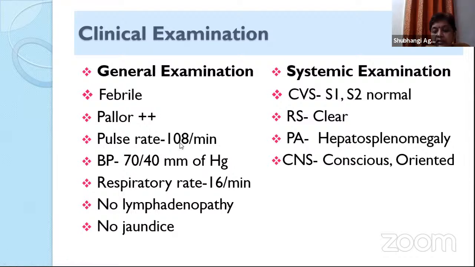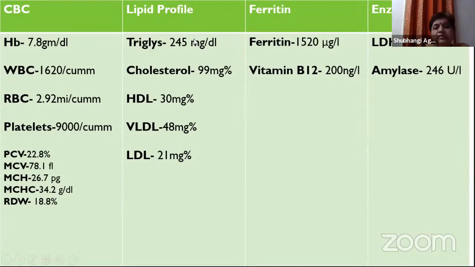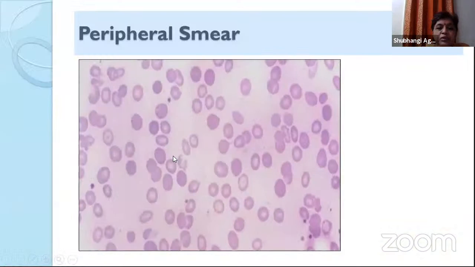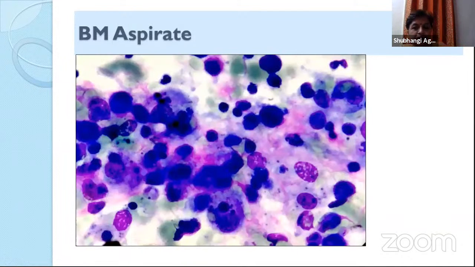Also, his investigation showed that he had pancytopenia, his triglycerides were raised, his ferritin level was raised, and his LDH was raised. So all these parameters were raised in this patient. This is the peripheral smear of the patient, which is showing microcytes and target cells, and there is decreased leukocytes and platelets on the peripheral smear, so pancytopenia. And this is the bone marrow aspirate. Any guesses for this bone marrow aspirate? What are these large cells?